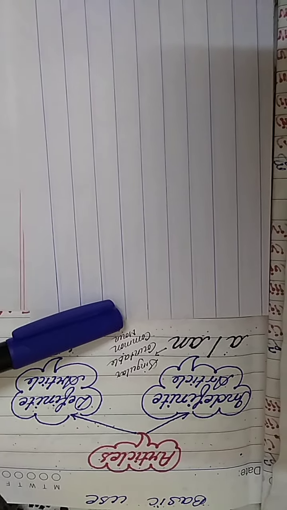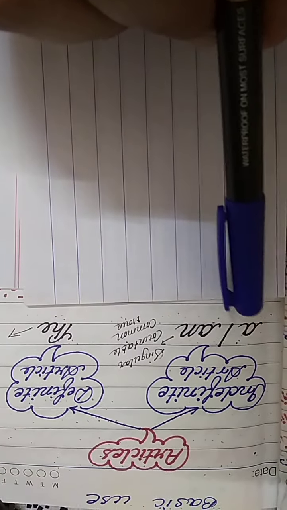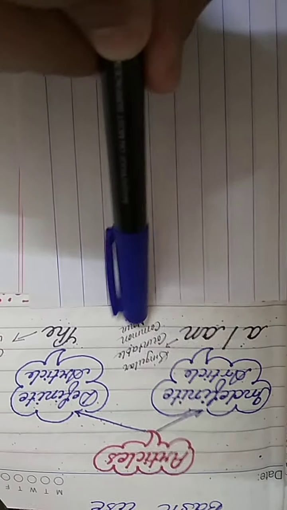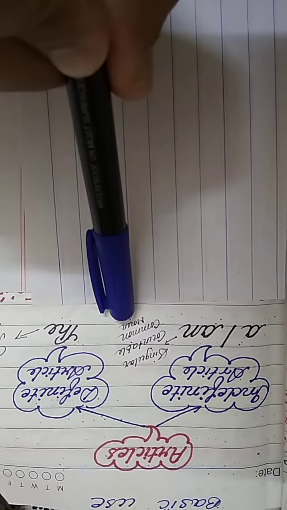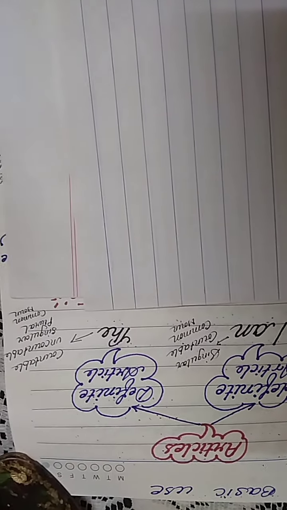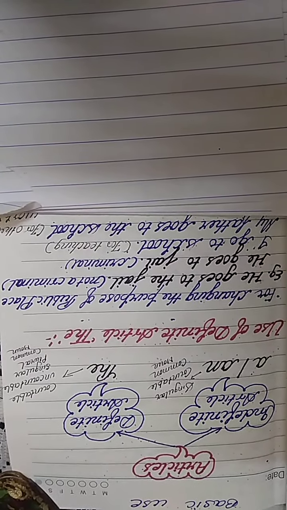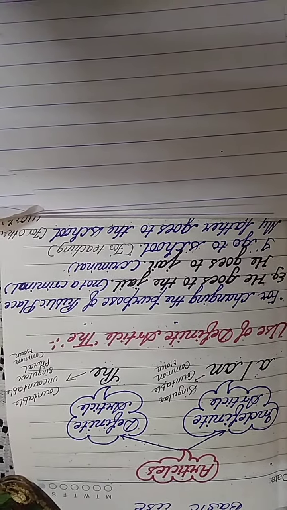Second thing, the definite article can be used with countable, uncountable, singular, plural, common nouns. It means that for using a or an, it is necessary to have a singular countable common noun. But the will be used with a singular countable common noun, a plural countable common noun, and an uncountable noun as well. Let's talk about the use of the definite article, that is the.